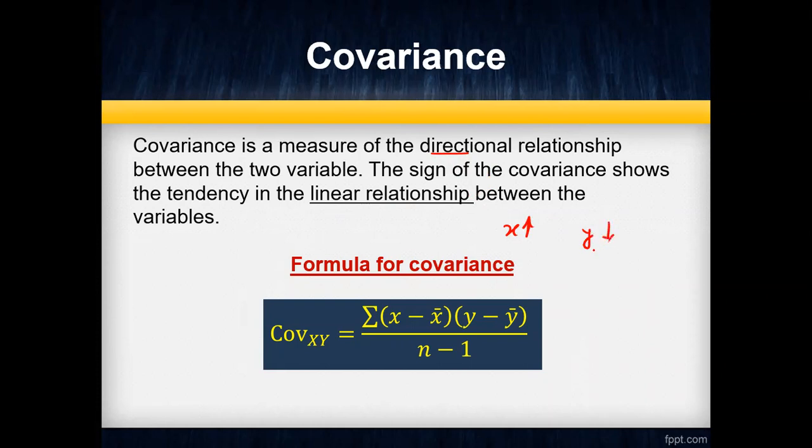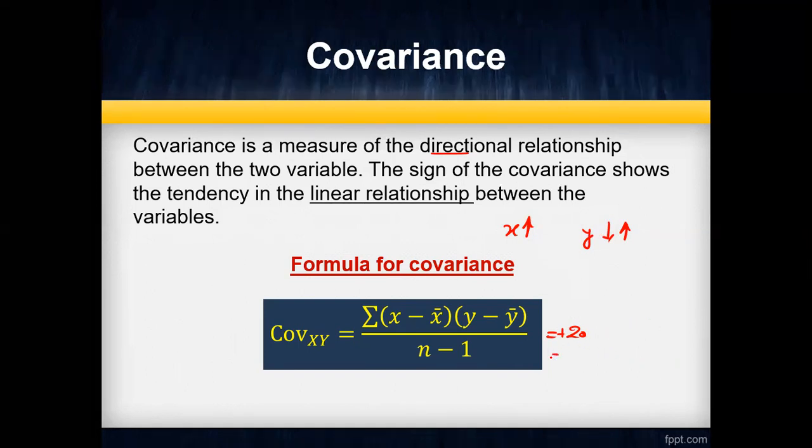If y decreases, this is called an inverse relationship. And if y increases, this is called a direct relationship, or positive relationship. So the covariance tells us the direction only. Whenever we get some answer here, suppose we get 20, we have to look at the sign. If it is positive, then we say that there is a positive, direct relationship. If x increases, y will increase, and if x decreases, y will decrease.